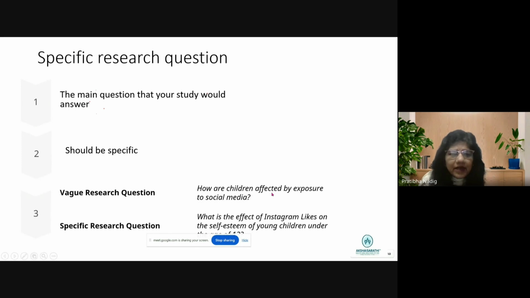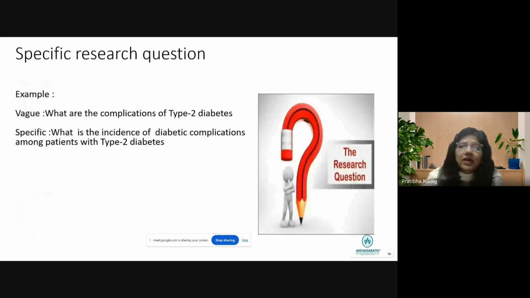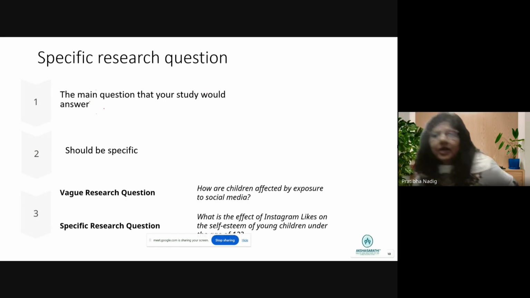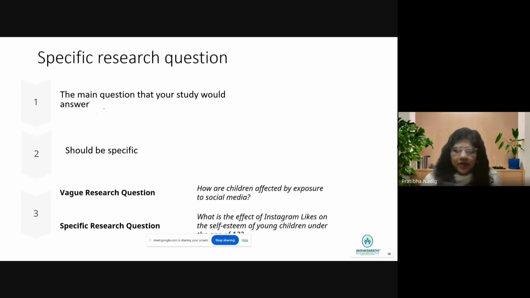How are children affected by exposure to social media? This is what I want to explore because there is a problem, and this is my vague research question. Now, if I want to do research, I must frame it properly and put specific terminology, specific parameters: what is the social media exposure, how do you want to measure that, how they are affected? So it will be: what is the effect of Instagram likes on the self-esteem of young children under the age of 12? So this makes it a little more specific.